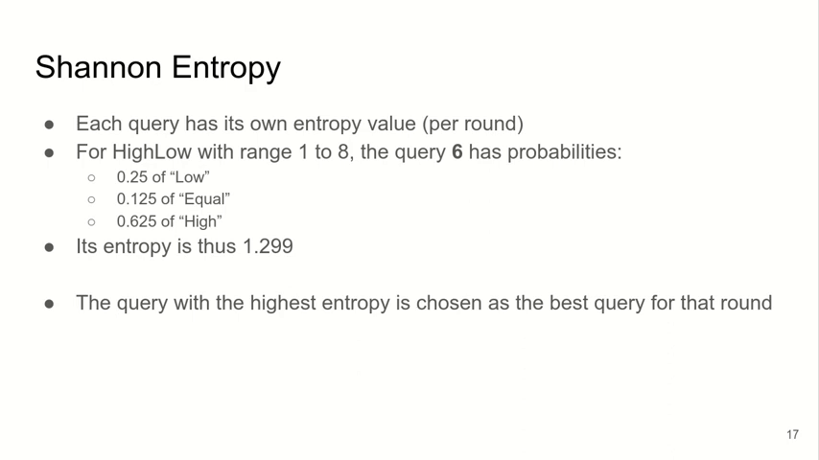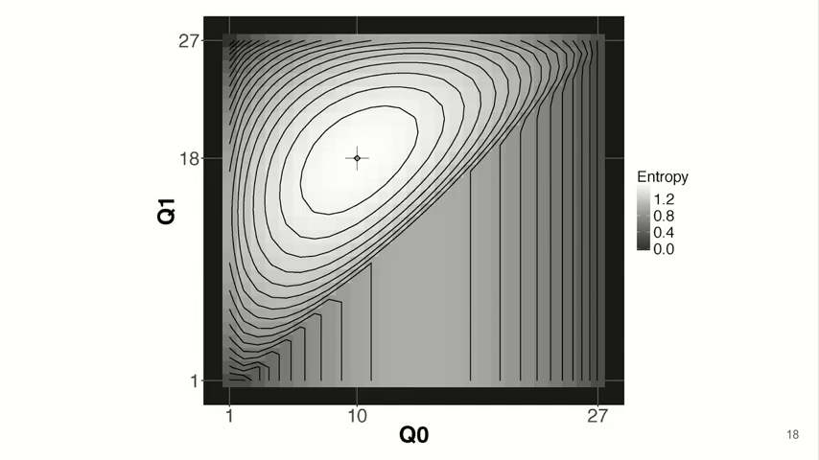So each query will have its own entropy value. In the game of high-low, we can again look at the query 6 as an example. Based on its probabilities of getting low, equal, and high results, its entropy is calculated at 1.299. By calculating entropy values for all viable queries, we can discover the maximum and thus choose the query with the highest expected information gain to submit to the search problem.